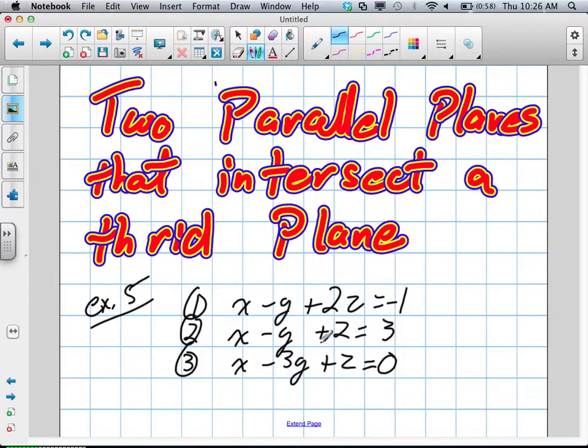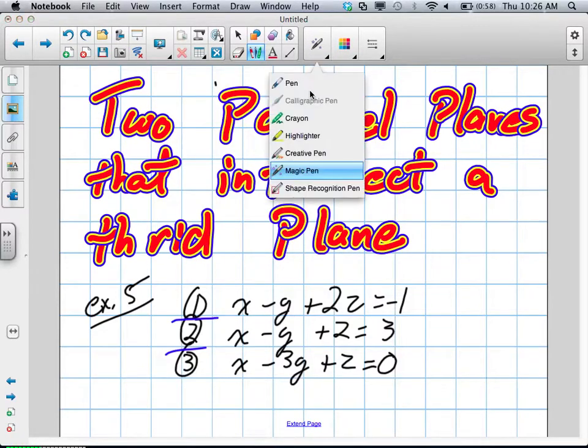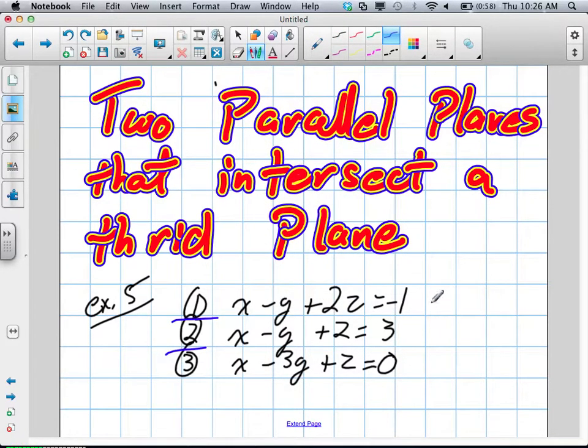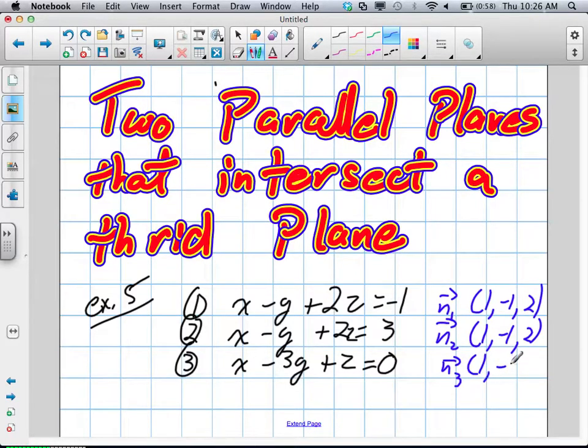Okay? So, in this one here, again, we're looking to see if we have any parallel or coincident systems. Looking at plane 1 and 2, we notice the normals, and we'll write the normals to them because the normals will give us a lot of information about each of them. The normal for plane 1 is 1, negative 1, and 2. The normal for plane 2 is 1, negative 1, and 2. That's supposed to be 2z. Yes. That's supposed to be a z there. And then the normal for plane 3 is 1, negative 3, and 1. So by looking at the normals, we've already discovered that 2 of these planes are parallel to each other.